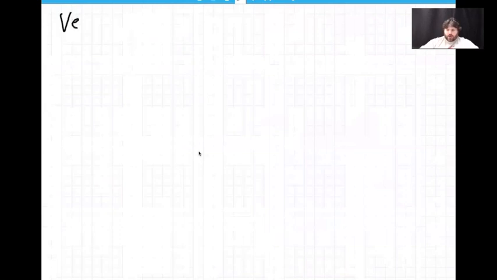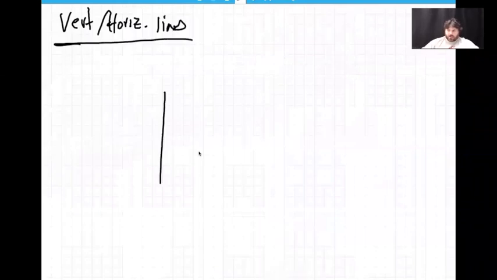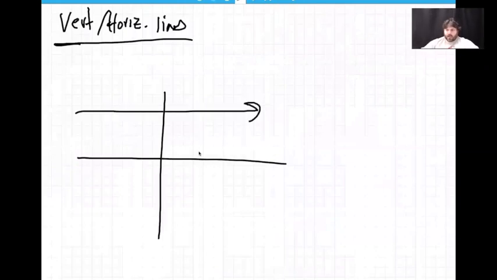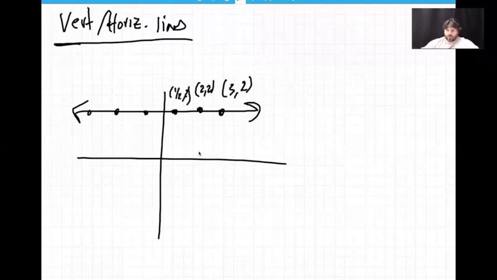All right, so real quick, vertical and horizontal lines. What are the formulas for vertical and horizontal lines? Well, there's lots of ways to remember it. Let's just think about a horizontal line. What does it have in common? Remember, equations are just patterns. They show us the relationship between x's and y's. Well, this coordinate is (3, 2). This coordinate is (2, 2). This coordinate is (1/2, 2). This coordinate is (-1, 2), (-2, 2), and (-4, 2).